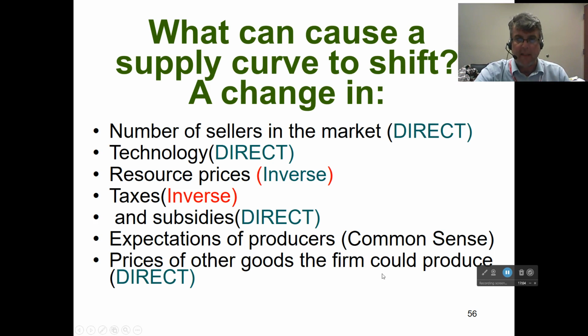The next thing we have here is expectations of producers. Here I just say use common sense. So for example, let's say that you're a gasoline producer, and gas is selling for $2.30 a gallon right now. And I tell you, oh, there's going to be a war tomorrow. When you wake up in the morning, the price of gas is going to triple to $7 a gallon. In that case, a gasoline producer would say, whoa, I need to cut back on supply now and hold gas off the market at $2.30 so I can sell it tomorrow morning at $7.